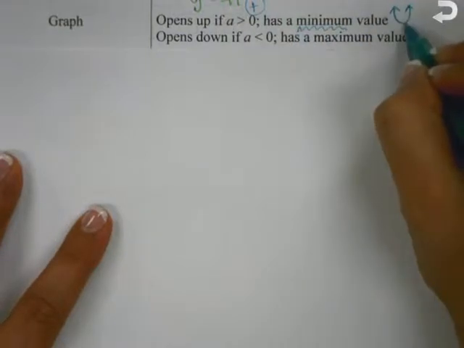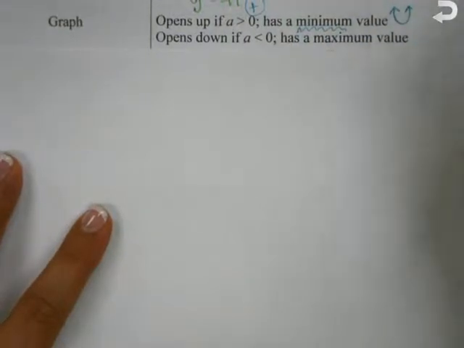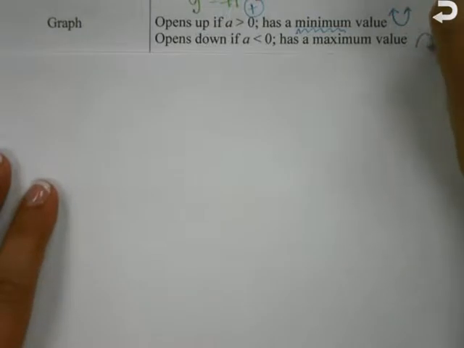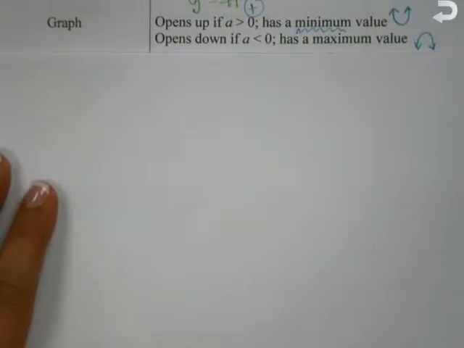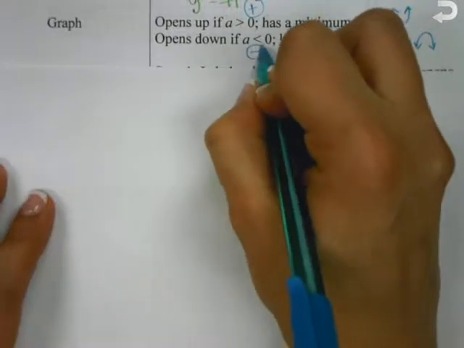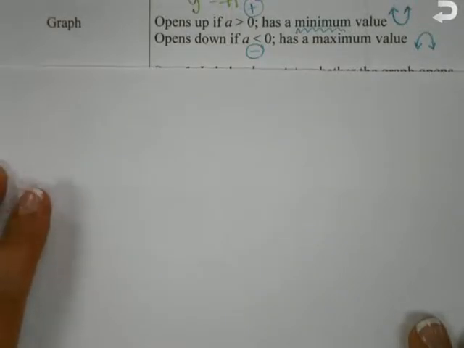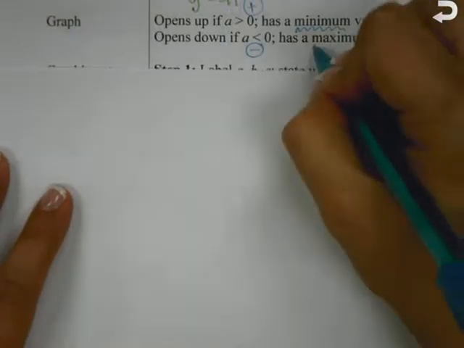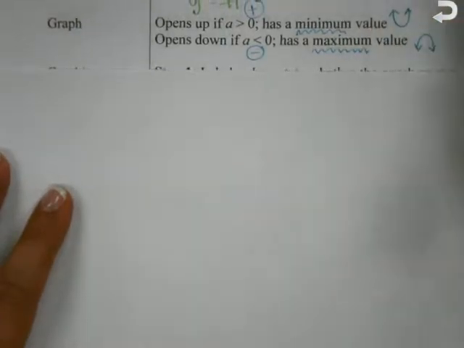Our parabola opens down, which means it's going upside down, if a is less than 0, which means the x squared is negative. When it's opening downwards, we have a highest point, so that means we have a maximum value. So you only ever have a minimum or a maximum. You can't have both, and it depends on which way your graph is flipped.